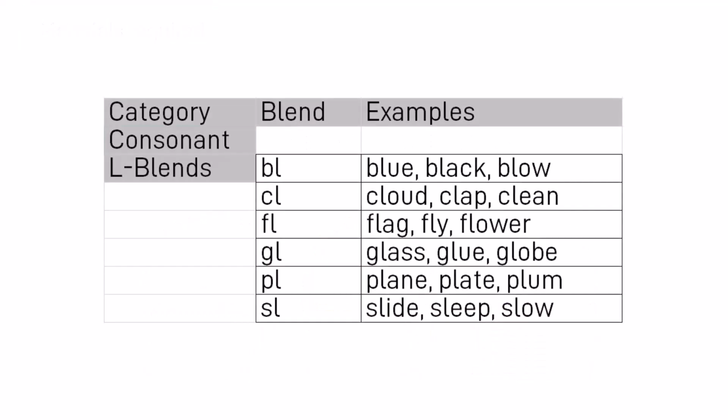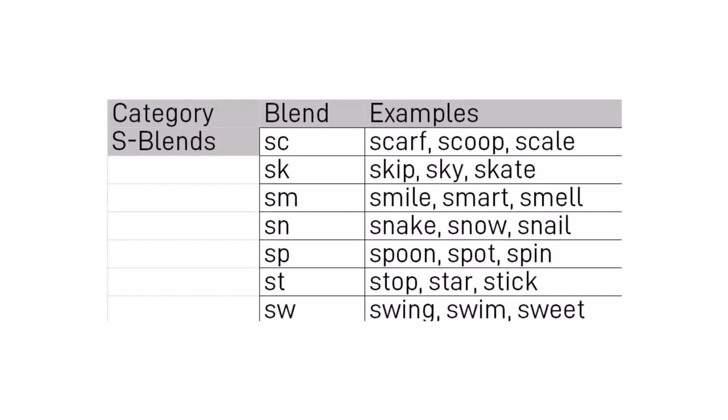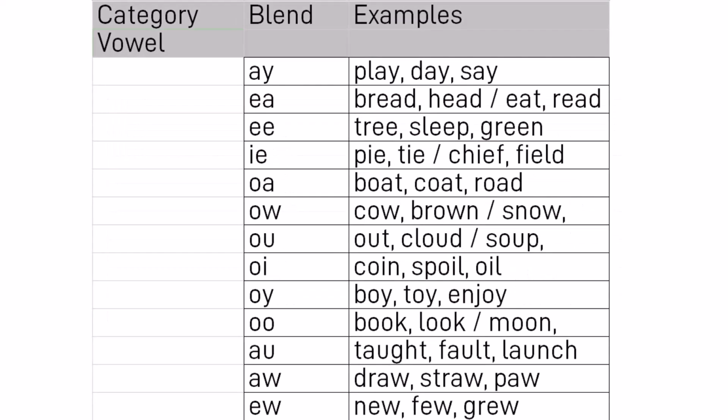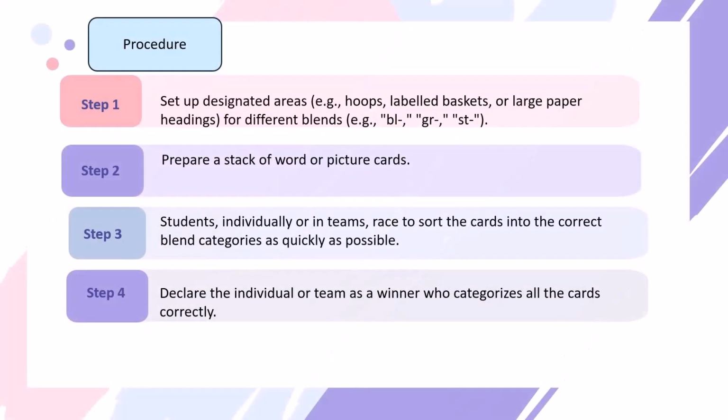Here is a list of words that can be used for your word cards and picture cards, where on one side you can have the word and on the other side you could have the picture. But do not put the blend on the picture card. Let it be as a label on the basket alone. So here are L blends, R blends, R blends again, S blends, and vowel blends. R control blends are also used.